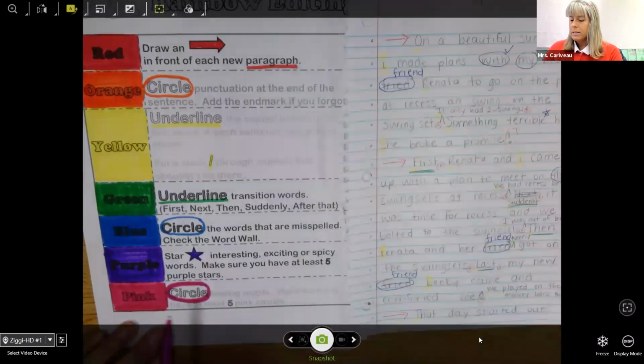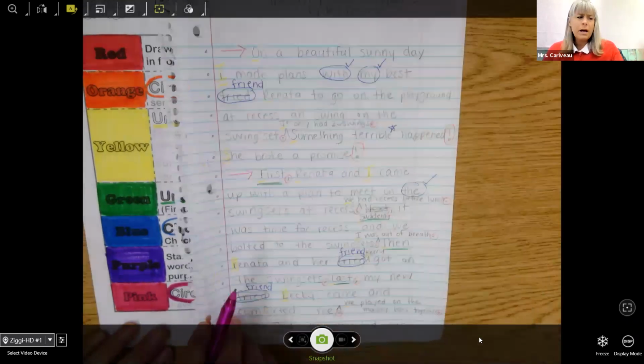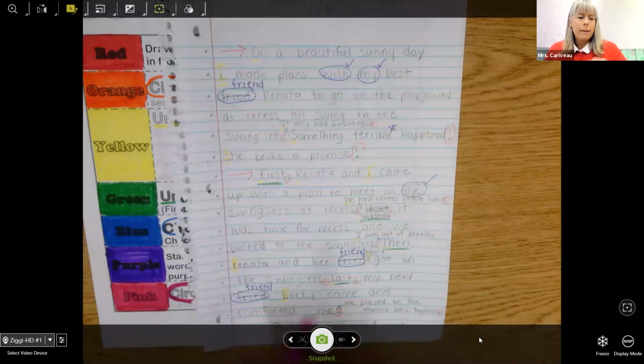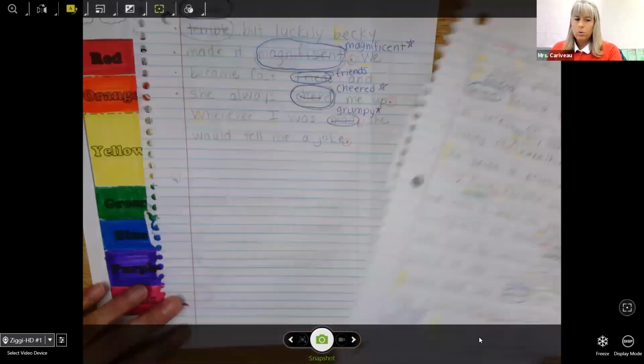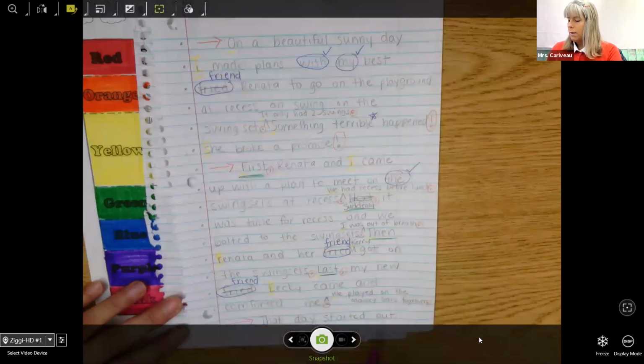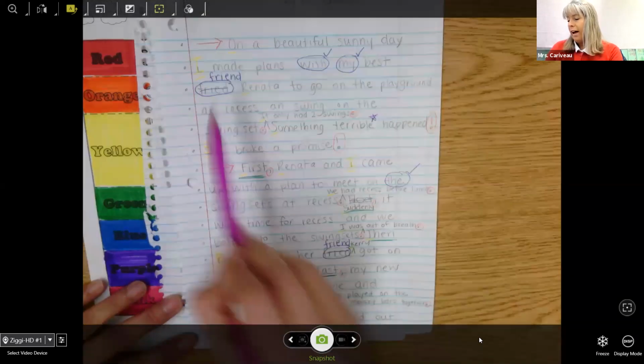All right, next is pink. This is our last color. We're going to circle feeling words and make sure we have at least 5. Again, it's sometimes hard to come up with those feeling words, but my feeling words should mostly be in my closing, okay? That's where I'm really talking to my reader about feelings. I definitely need some in there. If I have other ones in here, that's fine, okay?